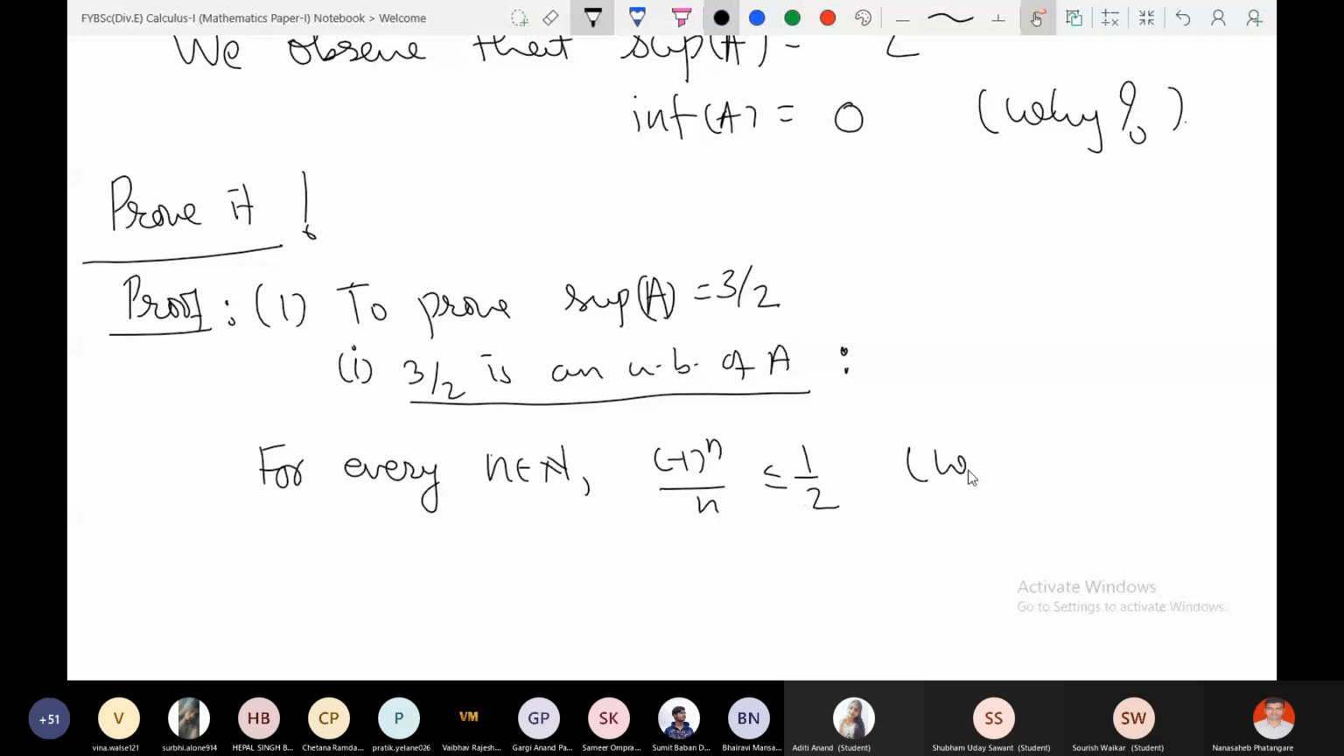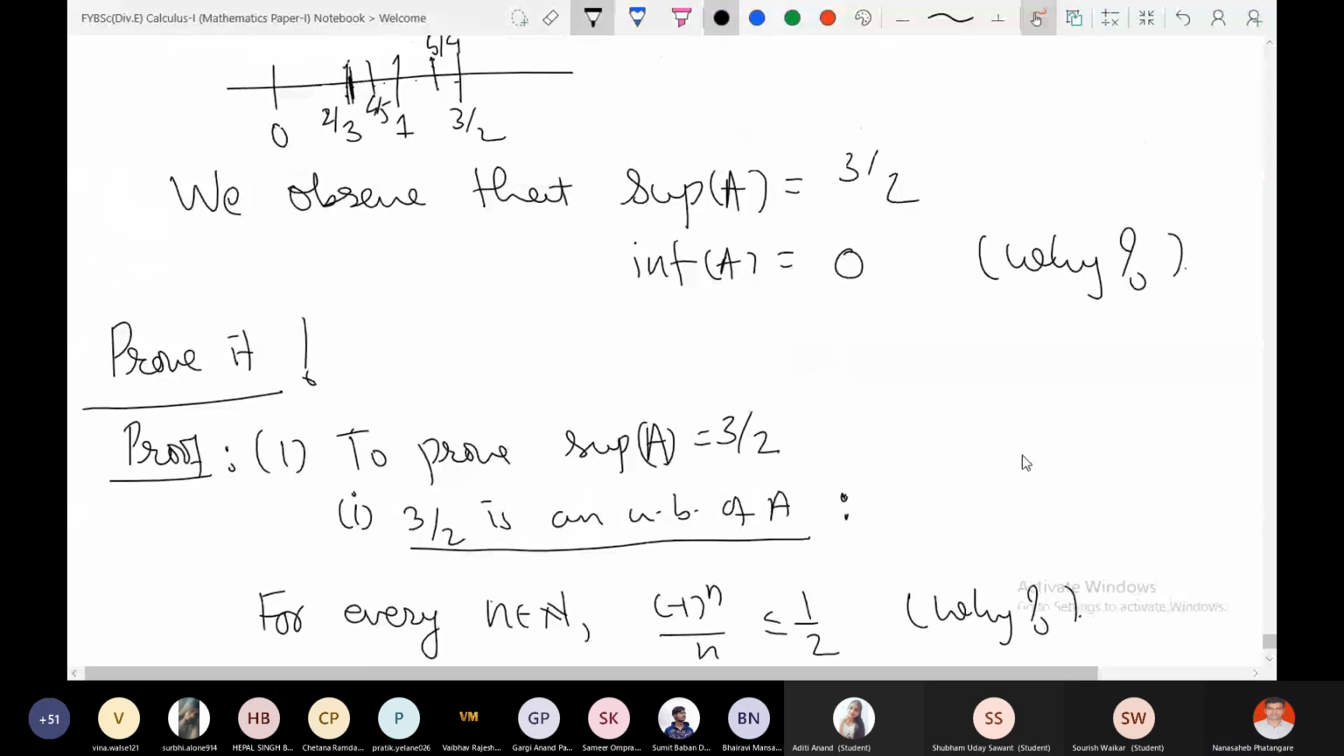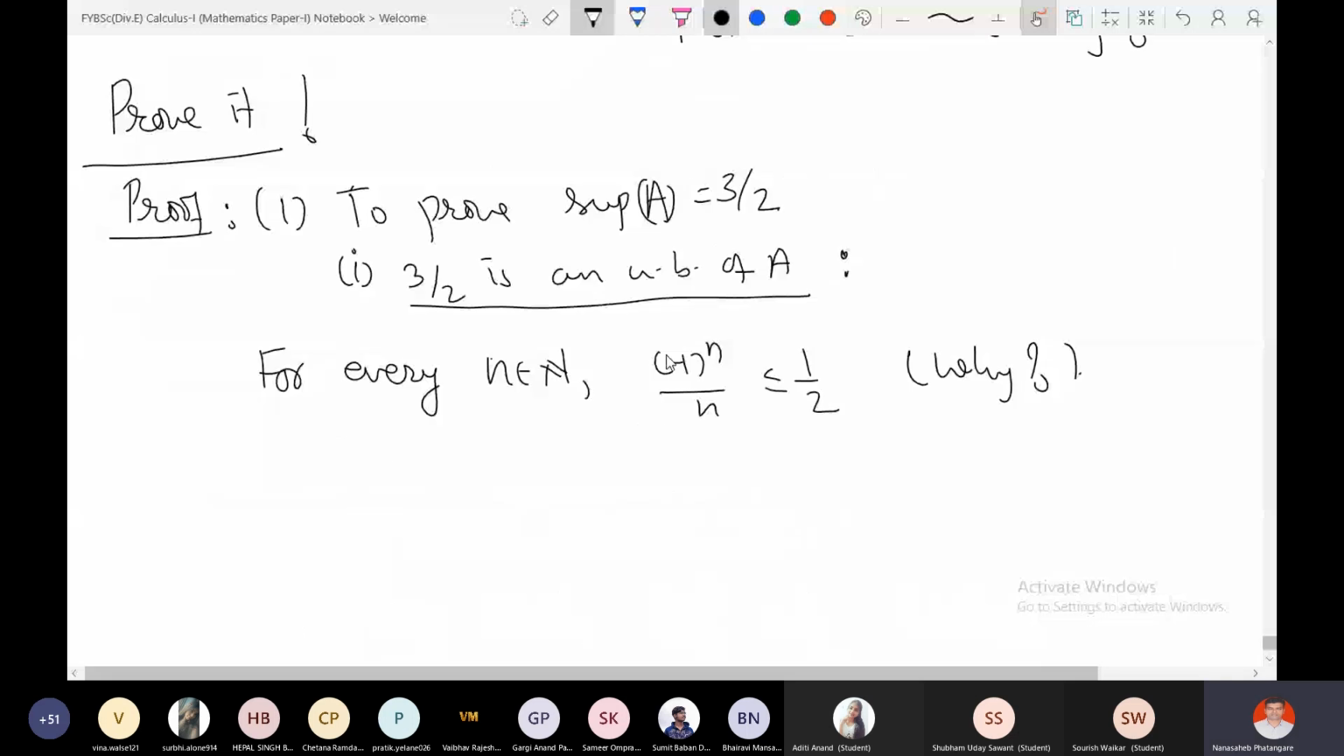Yes, sir. Very good. So (-1)^n/n is less than or equal to half. For example, n equal to 1 gives minus 1, definitely less than half. If n is equal to 2, then it is exactly half. If n is equal to 3, less than; n is equal to 4, less than. So this is true. Fine.